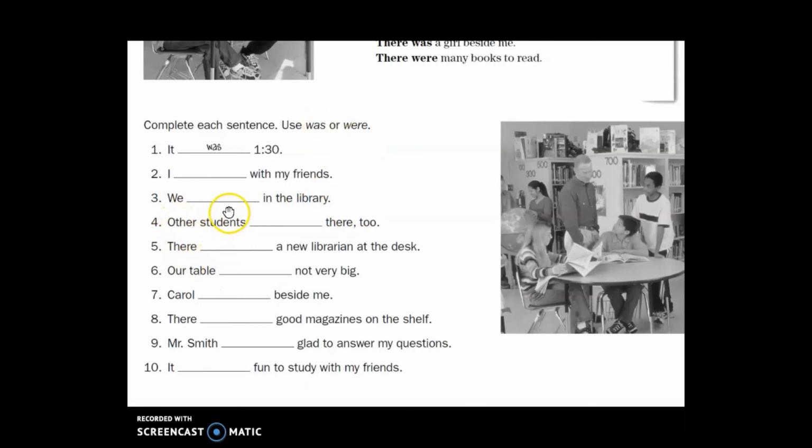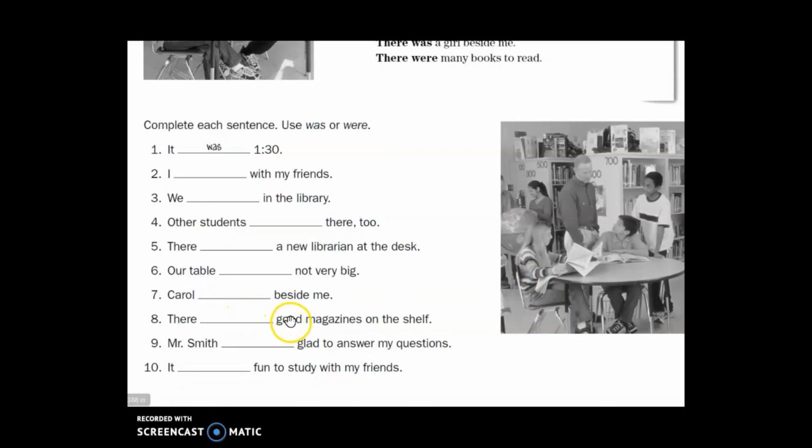Other students, more than one. Other students blank there too. There blank a new librarian at the desk. A librarian is a person. It could be a man or a woman, but it's one person. So you have to decide if it's there was or there were. Our table blank not very big. One table. They're only talking about one table. Carol blank beside me. Carol is a girl.